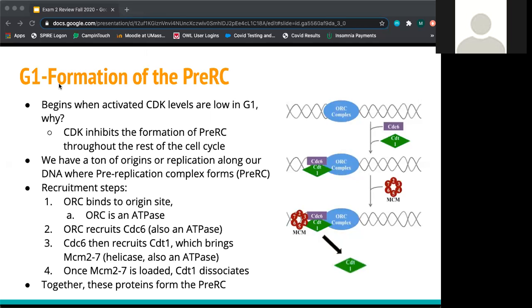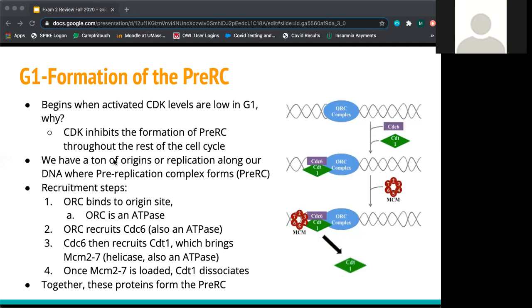Now we're going to talk about the formation of the pre-RC. This begins when activated CDK levels are low in G1. This is because CDK inhibits the formation of the pre-RC throughout the rest of the cell cycle. There's a bunch of origins of replication along the DNA that form a pre-RC. So here are the recruitment steps.